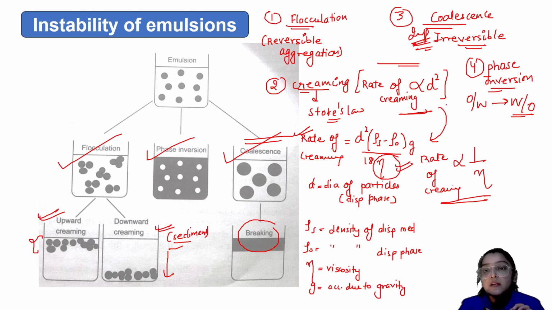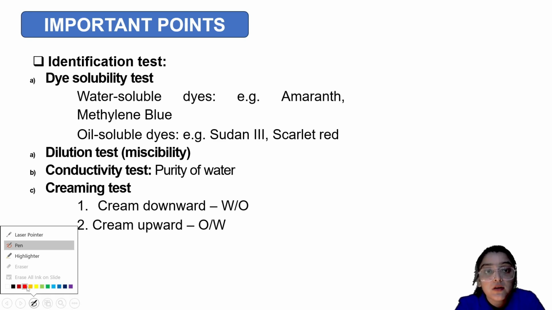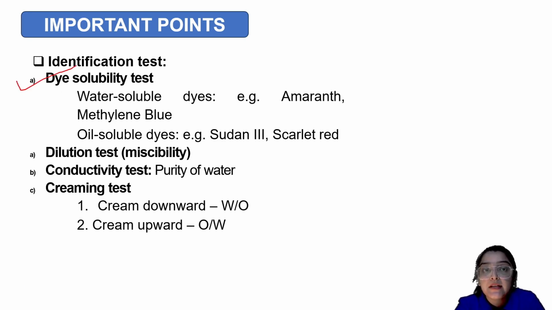The things to focus on are your law, the rate of creaming, your coalescence, that is the irreversible thing, and the flocculation. All these points, students, are really important from your exam point of view, and I hope you will read all of these, right. These are the important points that we have already talked about. We have seen the identification test as the dye solubility test. One more point we have seen is the water soluble dyes, the amaranth or the methylene blue dye, and the oil soluble dyes, right. We have seen the dilution test, we have seen the conductivity test, right.